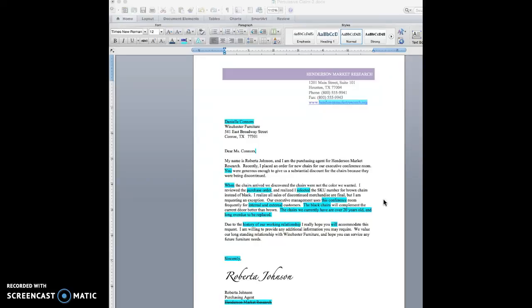And in this case, Winchester Furniture has absolutely no reason other than to make you happy that they would do this. And their final sales was very clear on this product. So I think the pot needs to be sweetened a little bit more. I'm not sure what she means by I'm willing to provide any additional information you require.